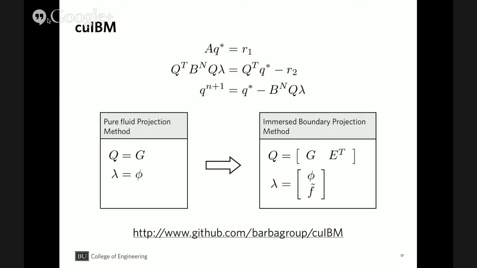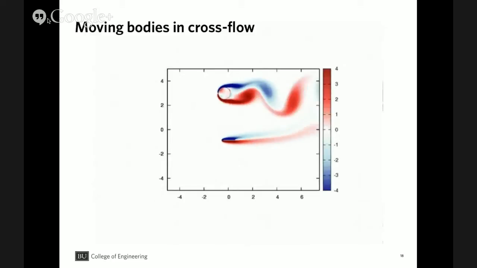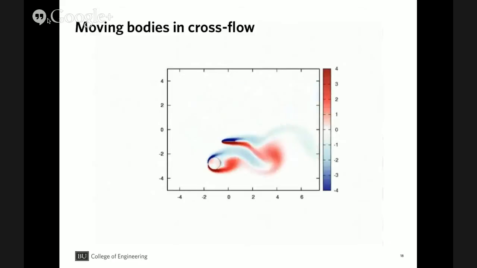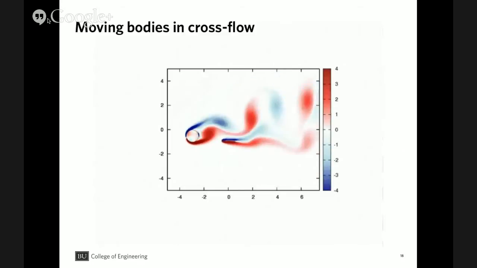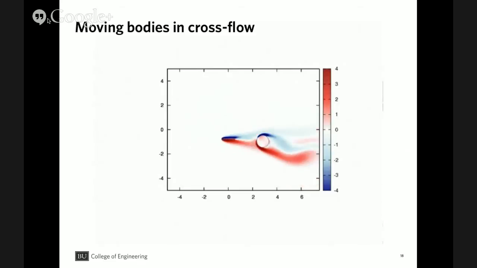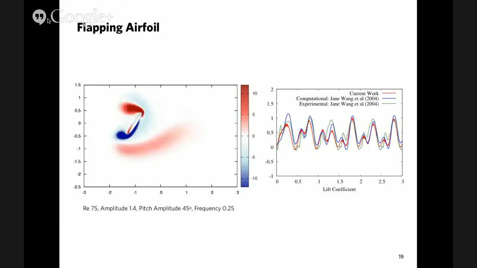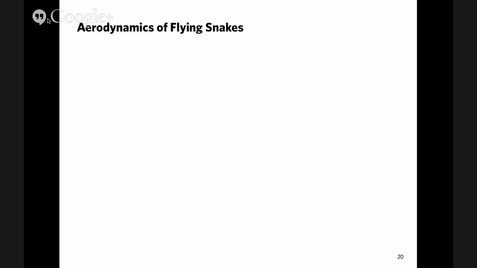And so we had this code, and these are the kind of problems that you can solve easily with immersed boundary methods. You just have these moving bodies that are arbitrarily moving, and I don't have to worry about anything. I just prescribe the motion in the code and it takes care of everything. And then we validated it. These are values from Jane Wang's paper 2004, and those are our simulation. And so, yeah, we had this code, and then we were looking for an interesting application to apply it to.